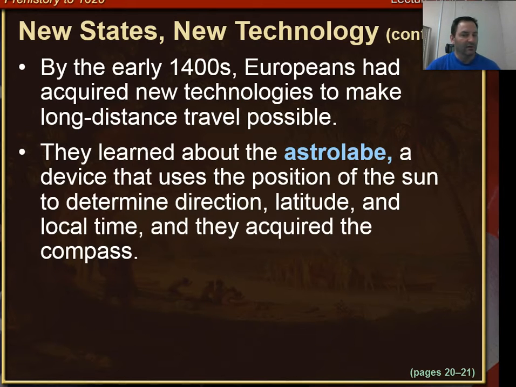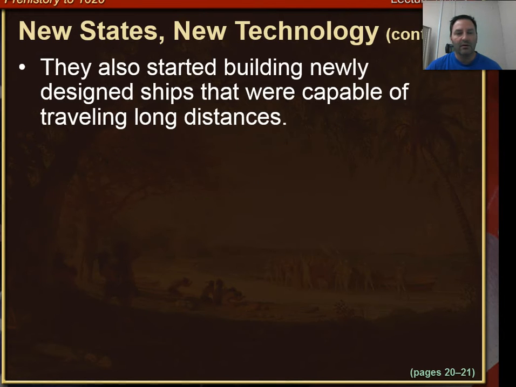They had learned how to use things like an astrolabe, which was a device that uses the position of the sun to determine direction, latitude, and local time. And they acquired the compass. They know which way is north and south. Hey, that's great. So they also, more importantly, started to build ships that were capable of traveling long distances.